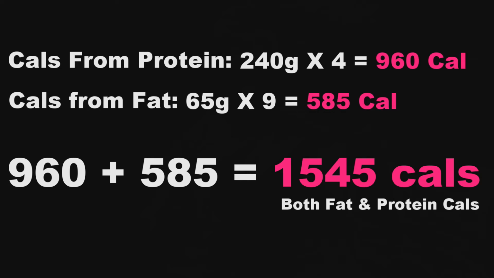Now I have my total protein and my total fats. What I want to do is find the calorie value of both those combined. So I've got my 240 grams of protein and my 65 grams of fat. Now I have to look back and go, okay, 1 gram of protein is 4 calories, 1 gram of fat is 9 calories. So to find out those, I times 240 by 4 and 65 by 9, and that gets me 1,545.